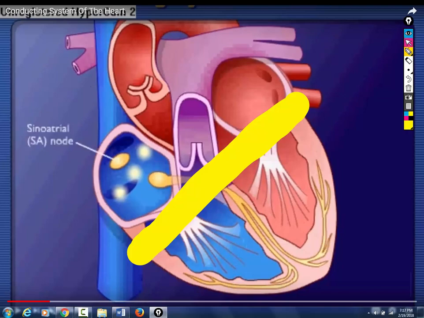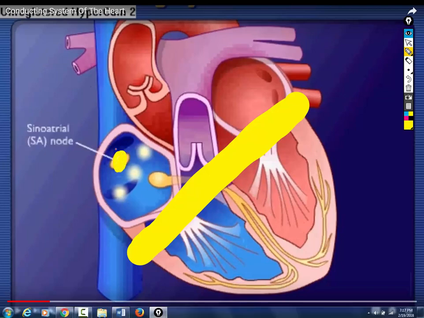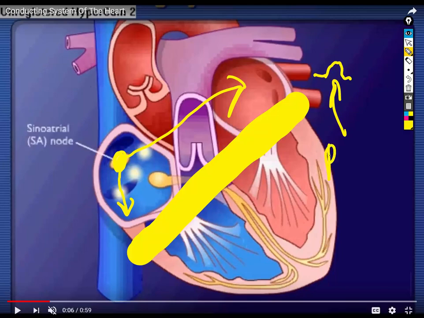So let me explain. First of all, when the SA node fires, and it naturally fires at an intrinsic rate of 60 to 80 times per minute, it's going to send an electrical impulse over both the right and left atria. Why? Because of gap junctions and intercalated discs. And if you have a monitor hooked up to somebody, what you're going to see is this. And this is the P wave.